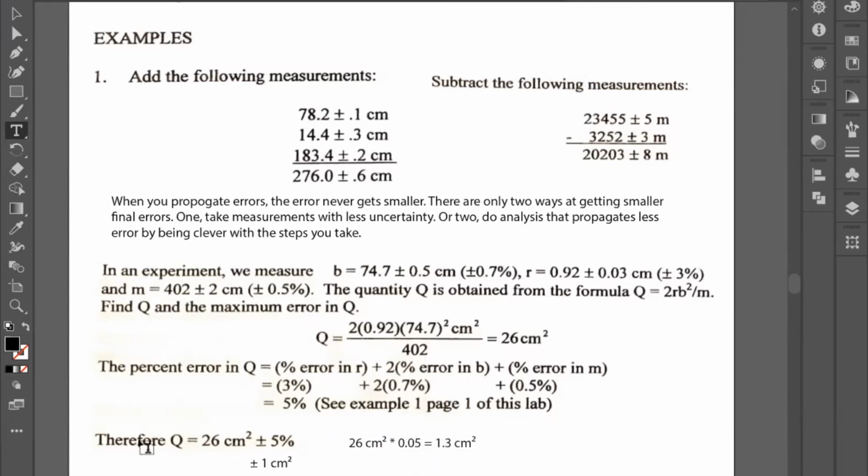Any other questions before we take our break? Just to be clear, you multiplied it by 0.05 because of the percent error, right? Yes, to get the absolute error back, yes, Delana. Exactly right. Other questions?